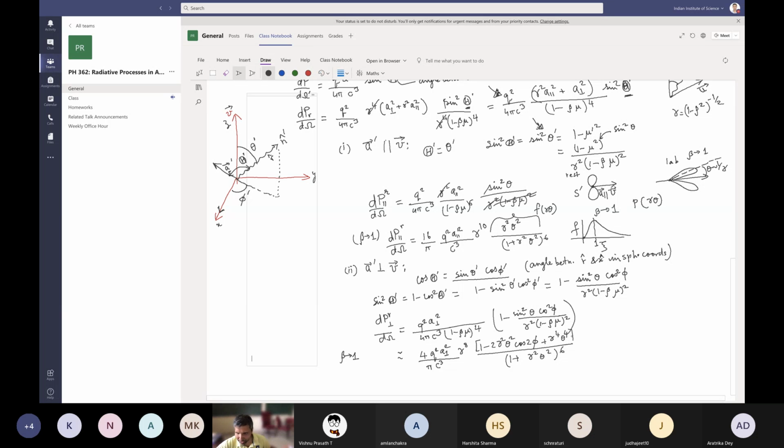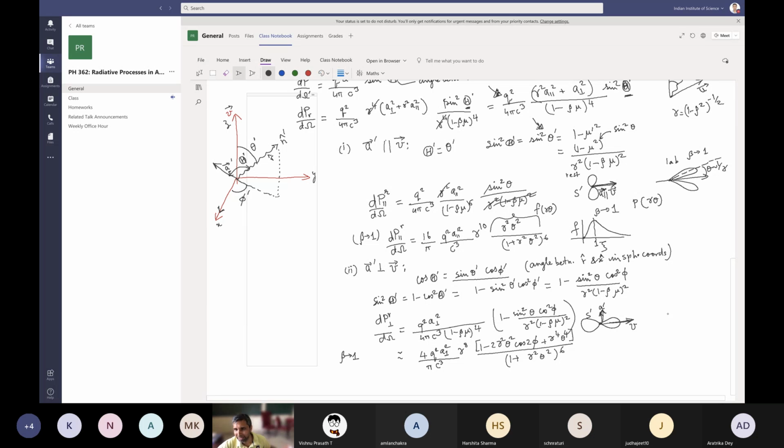And what about the geometrical picture? Now in this case, in the lab frame, acceleration is along the direction of velocity. So this is the direction of velocity, and acceleration is in this direction. Here they were parallel, a prime and v were along the same direction. Here a prime is perpendicular to the direction of the particle, right?